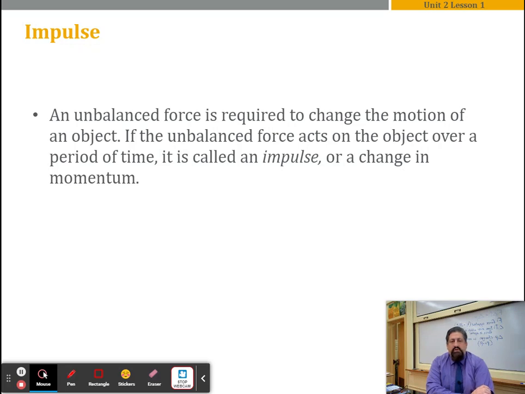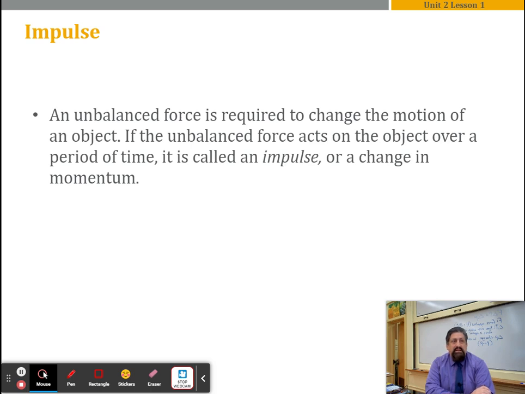We already know from Newton's first law that an unbalanced force is required to change the motion of an object. In other words, in order to cause acceleration, you have to have some kind of net unbalanced force acting on an object. Most of the time, forces act over a period of time.